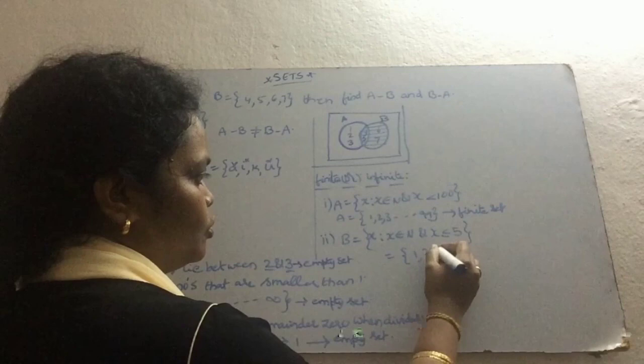Only 4 elements are there in this set. And next one, {x such that x is a day of the week}. So in a week we have 7 days. That means the set is Sunday, Monday, Tuesday, Wednesday, Thursday, Friday and Saturday. So this is a finite set.